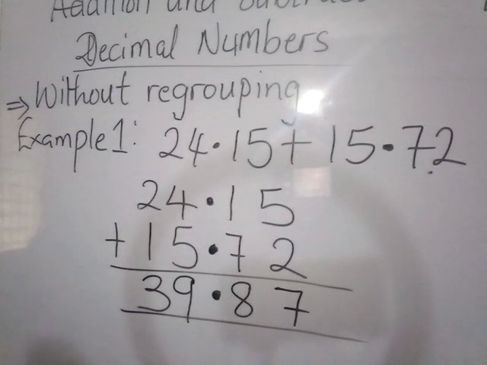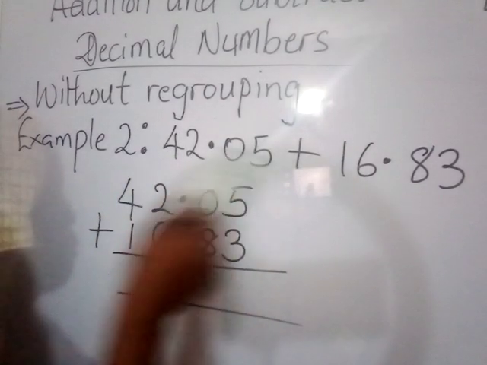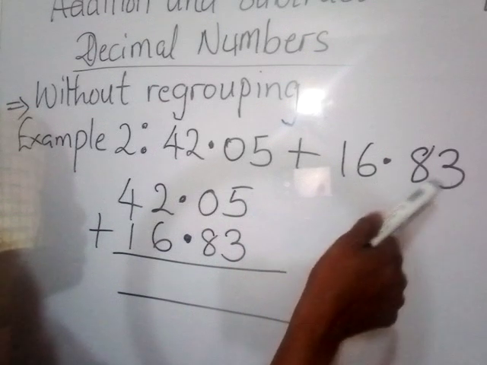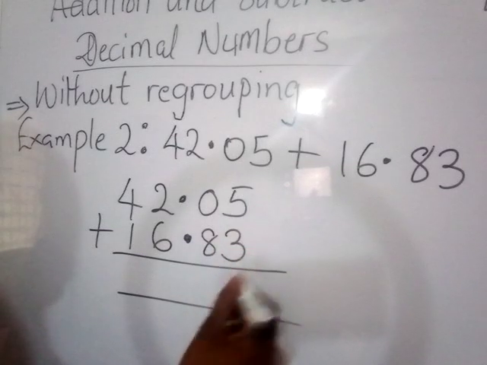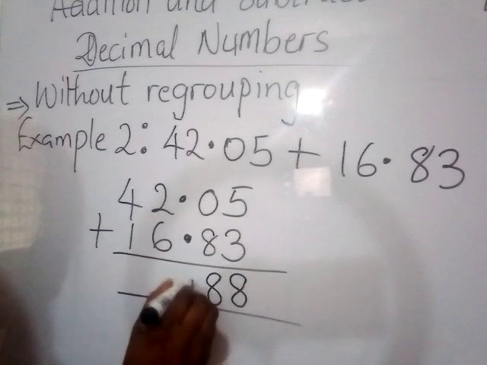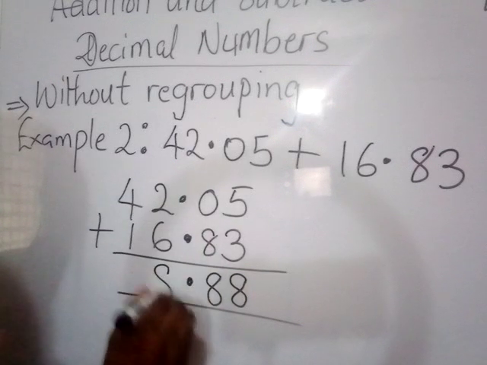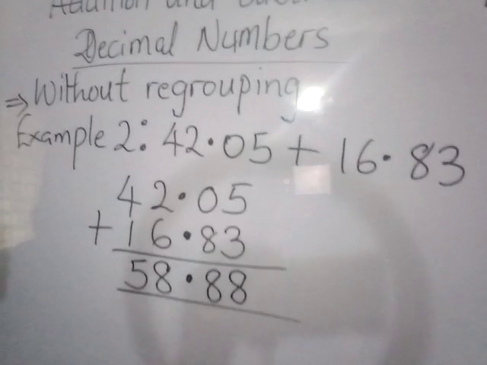Okay? So let's take a second example. The second example we're going to look at is 42.05 plus 16.83. Okay, so let's add. You have 5 plus 3, 8. 0 plus 8 is 8. Again, your point. And then 2 plus 6, 8. And 4 plus 1, 5. Simple and straightforward, right? So I'll quickly show us one example in this category that is a little bit not so straightforward before we move on to addition with regrouping.